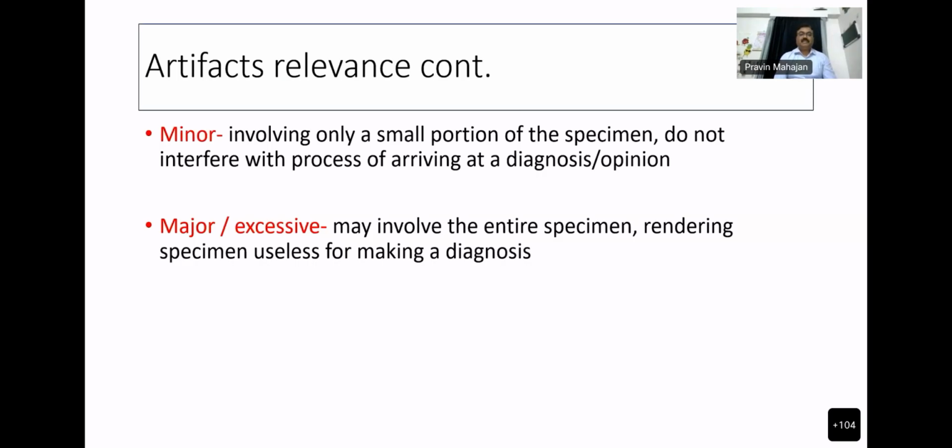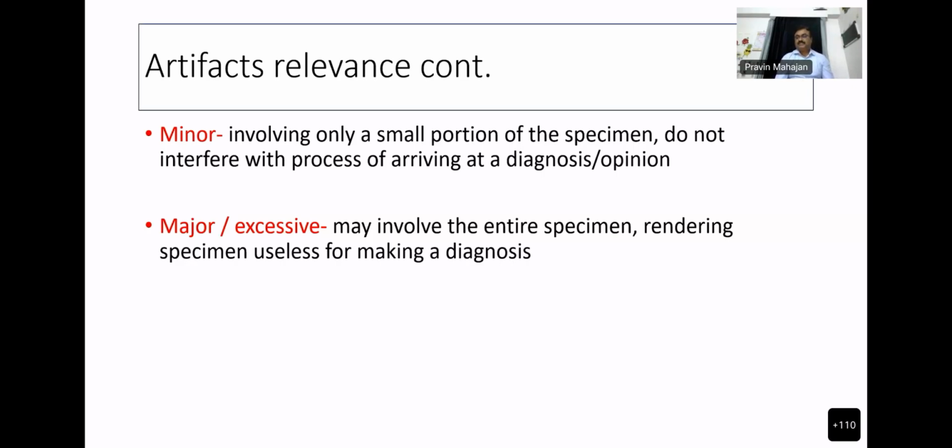Now, artifacts can be categorized into two types: minor artifacts and major or very excessive artifacts. In minor artifacts, the artifact usually involves only a small portion of the specimen, and it usually does not interfere with arriving at a diagnosis or opinion. So although these are artifacts, you are able to arrive at a diagnosis reasonably. But when the artifacts are major or excessive, they involve the entire specimen, and the specimen is rendered useless for making a diagnosis, and this is a really serious thing.